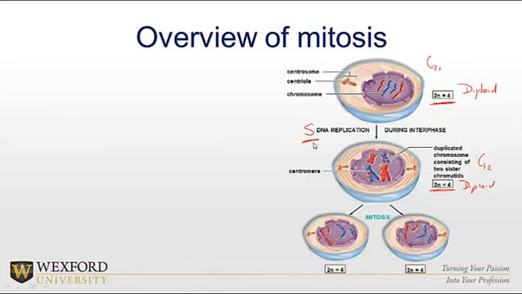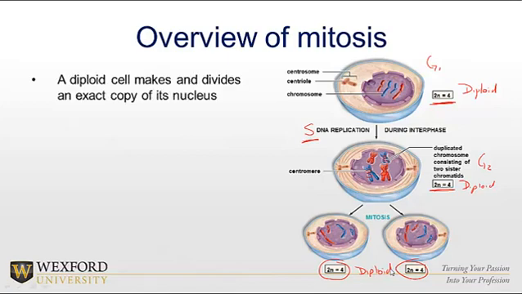Then what's going to happen? We're going to line up these 4 chromosomes with our double DNA, and we're going to separate them apart. So once again, we come down here and we have 2 daughter cells that are genetically identical to this first one up here, and they are, once again, the diploid number, the 2n cells. They still have 4 chromosomes. We never lost the 4 chromosome number. So a diploid cell makes and divides an exact copy in its nucleus.